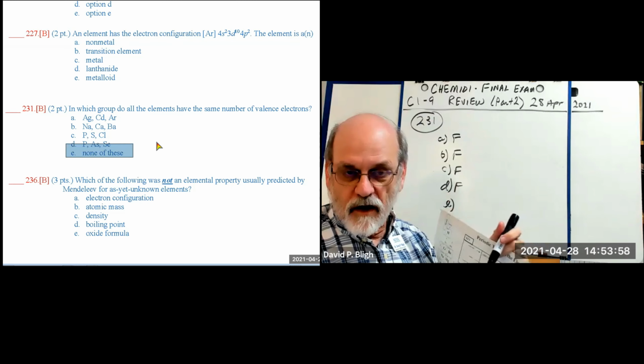Let's work from the bottom up. Oxide formula. Oxide formula was bread and butter to chemists of his day. They knew elements by the oxides that they formed. The elements would form a calx, that is, a combination with oxygen.